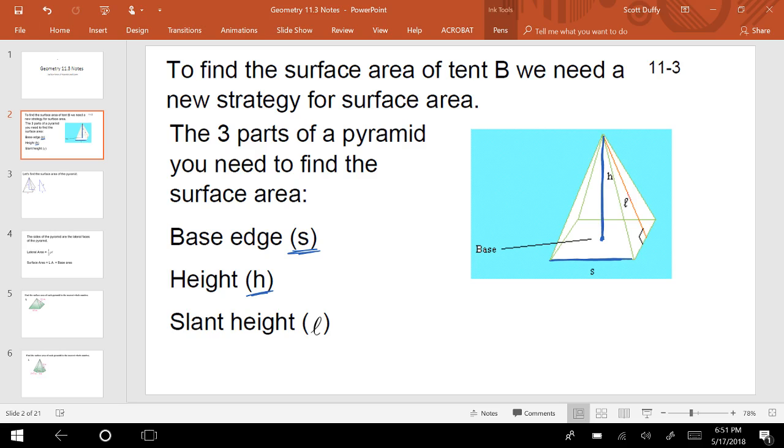And then we also need to know the slant height, which goes from the midpoint of one of the sides, or I should say one of the base edges, straight up to the top vertex. Now I'm going to show you why.